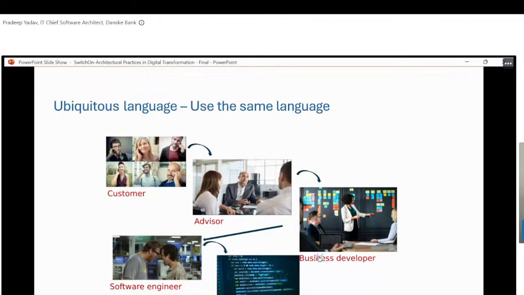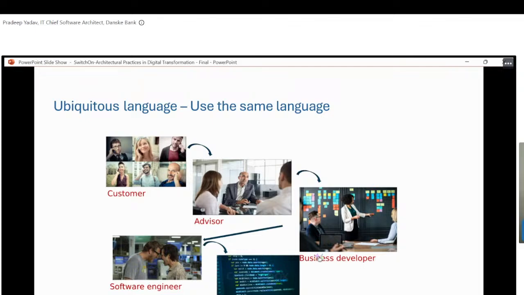So a key principle with domain driven design is ubiquitous language, where we focus on the language the customer speaks. The same language transfers to the advisor, and then the solution developer also starts talking the same language, and it transfers to the engineers, and also into the source code and the database tables. So the same vocabulary and grammar flow across all of this.